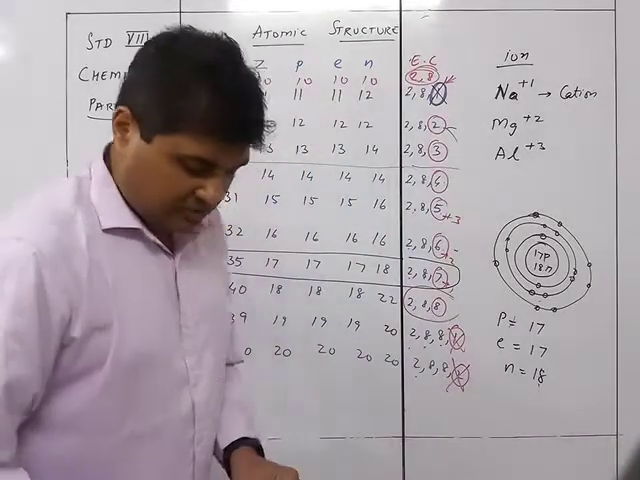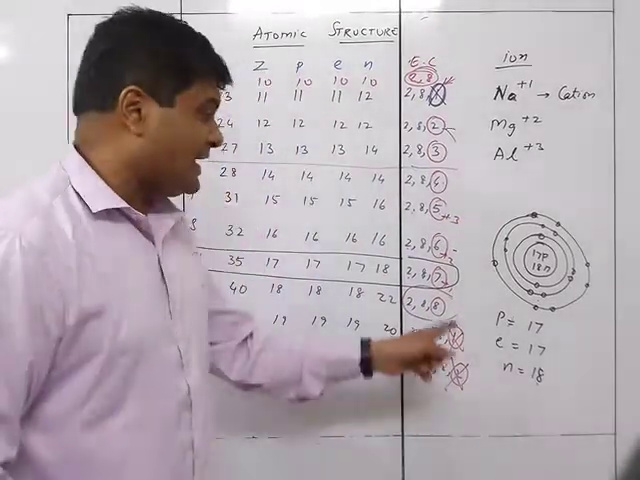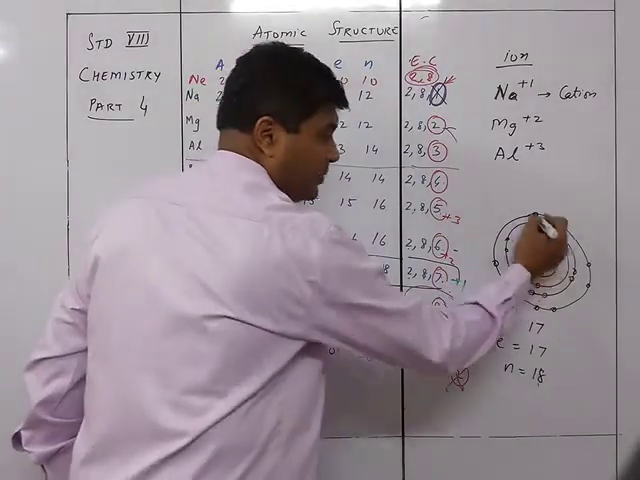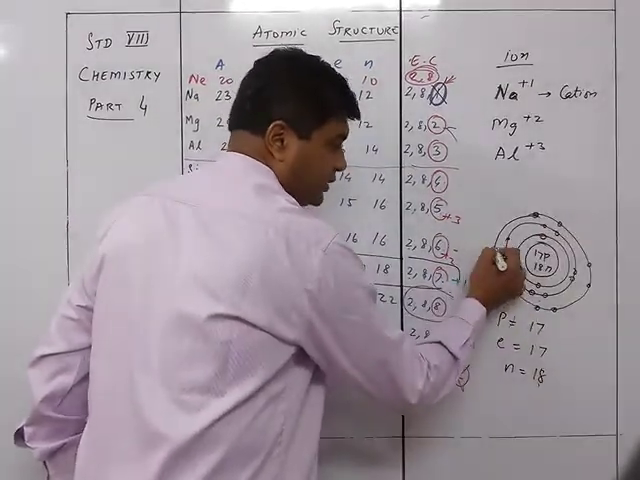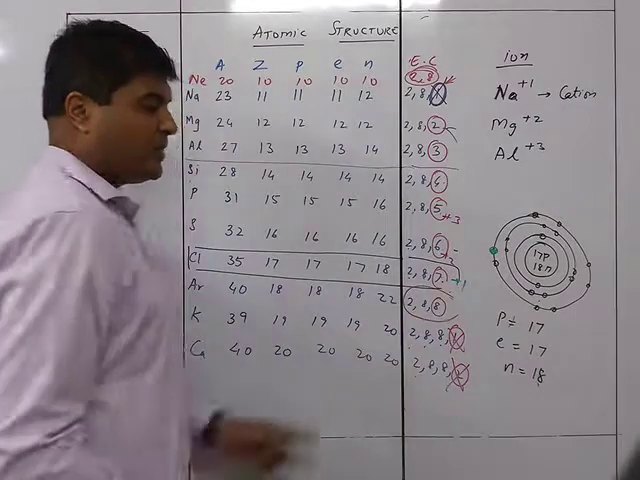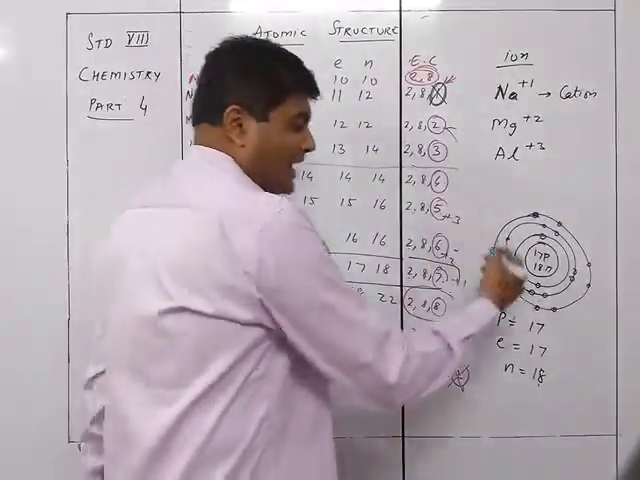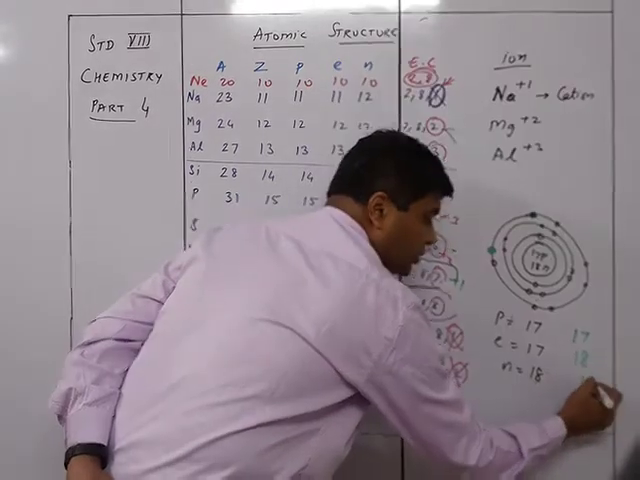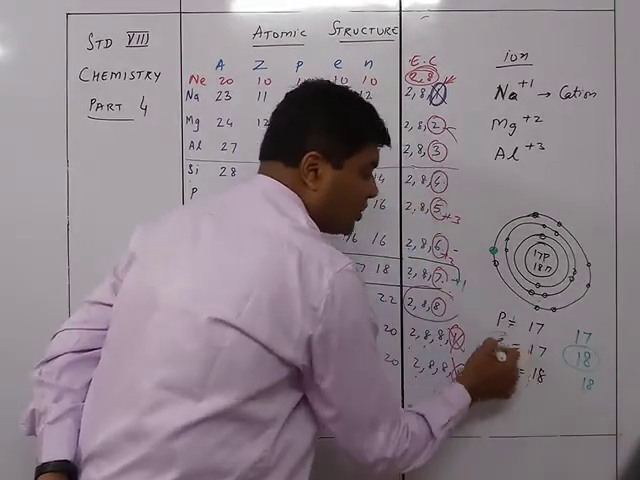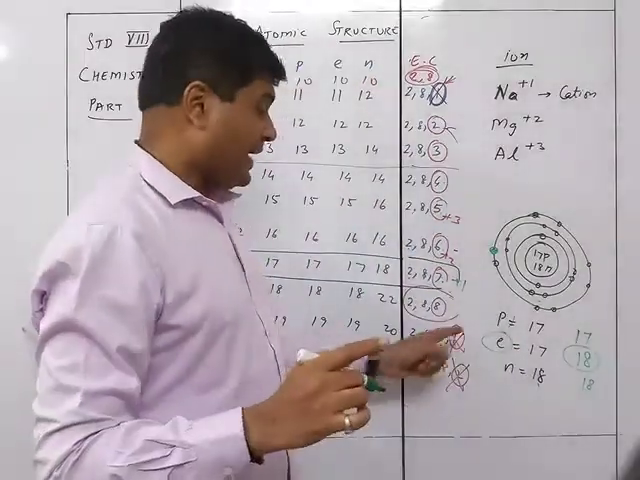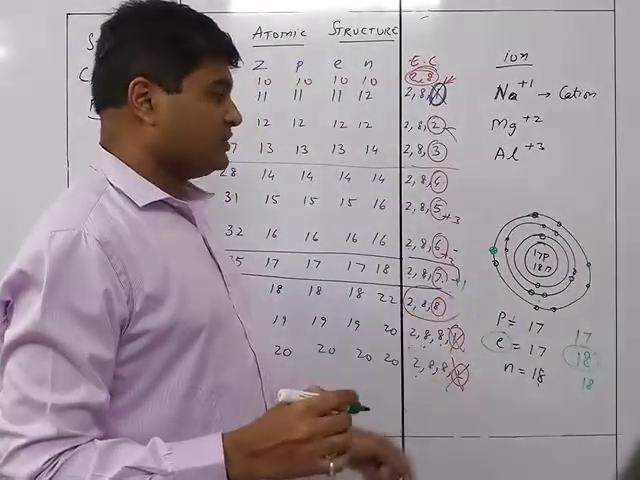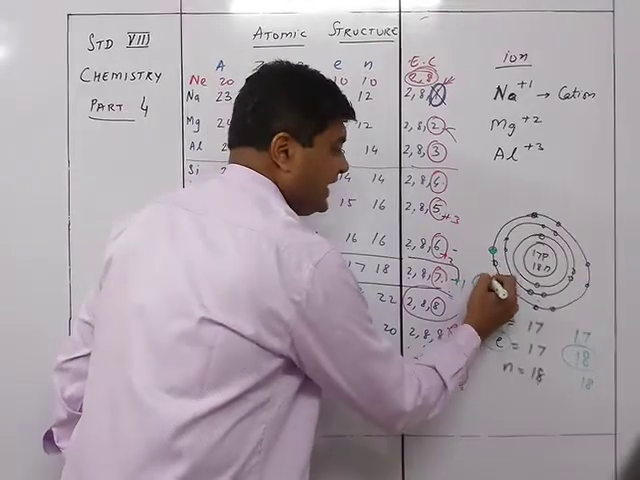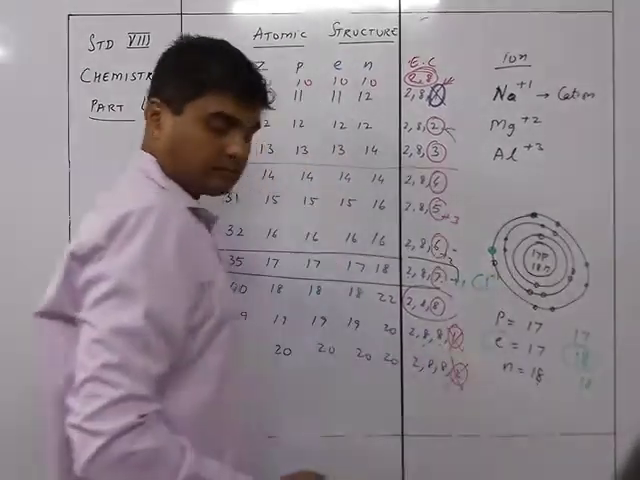But what happens? This one is going to gain an electron. So there will be plus 1 electron. There will be 1 electron which is going to come and sit over here so that it becomes 2, 8, 8. Accordingly, now it has 17 protons but 18 electrons and 18 neutrons. That means the number of electrons present is 1 more. Hence, this gives rise to the ion which is called Cl-1.